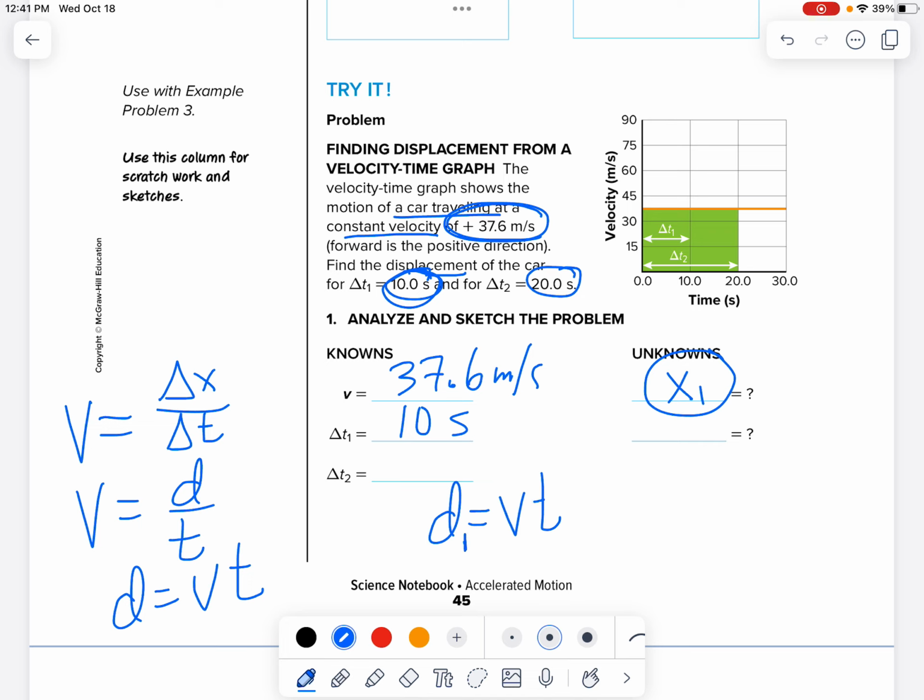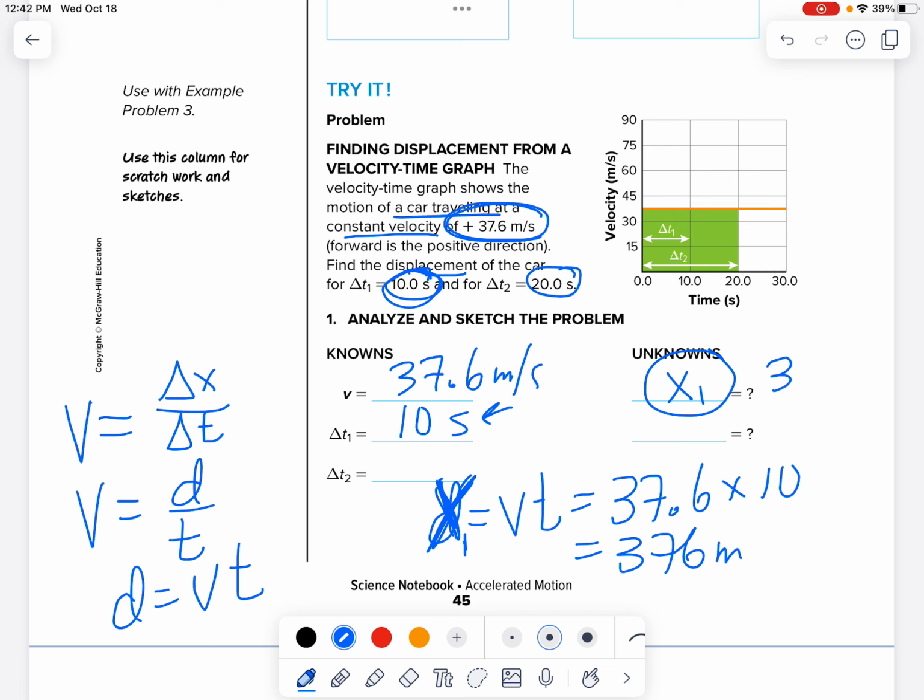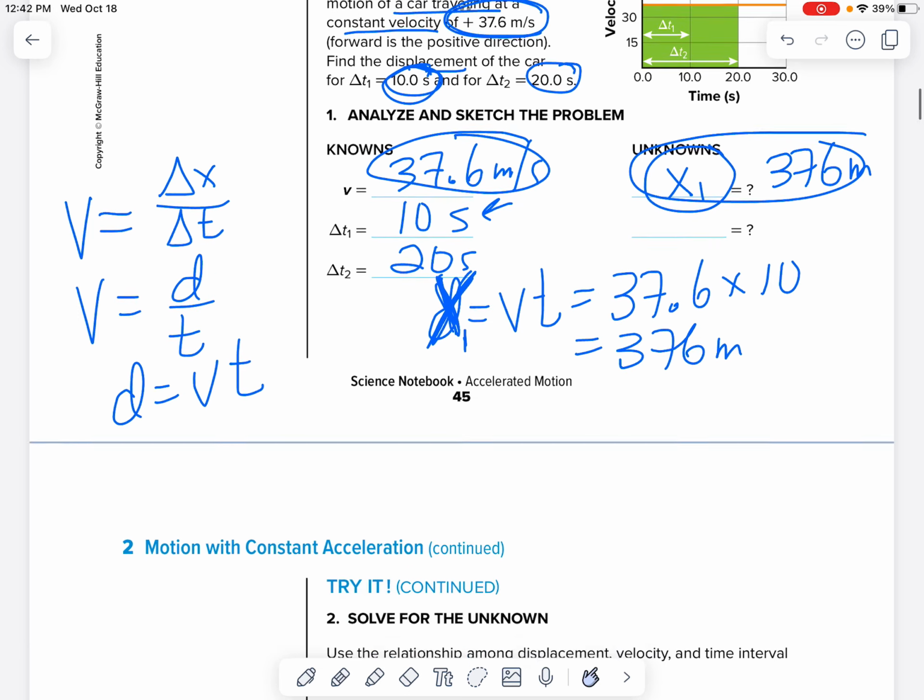So for the first one, you can use d or x. Okay, it doesn't matter. I put x originally. I'll keep doing x then. So x here, the x1, the distance that he travels initially after 10 seconds is 37.6 meters per second times 10. So he goes 376 meters. If he goes 20 seconds at the same rate, well, do the same thing, just multiply by 20 instead of 10.